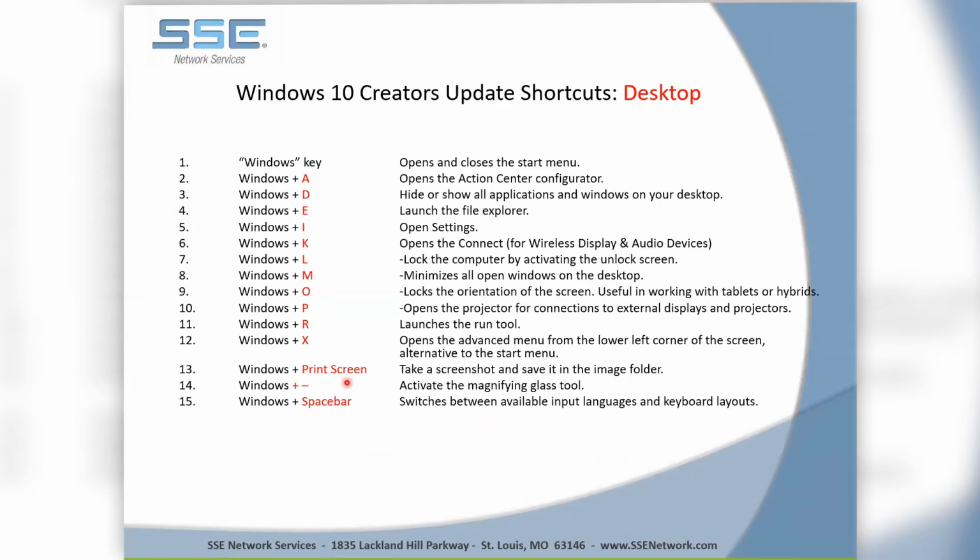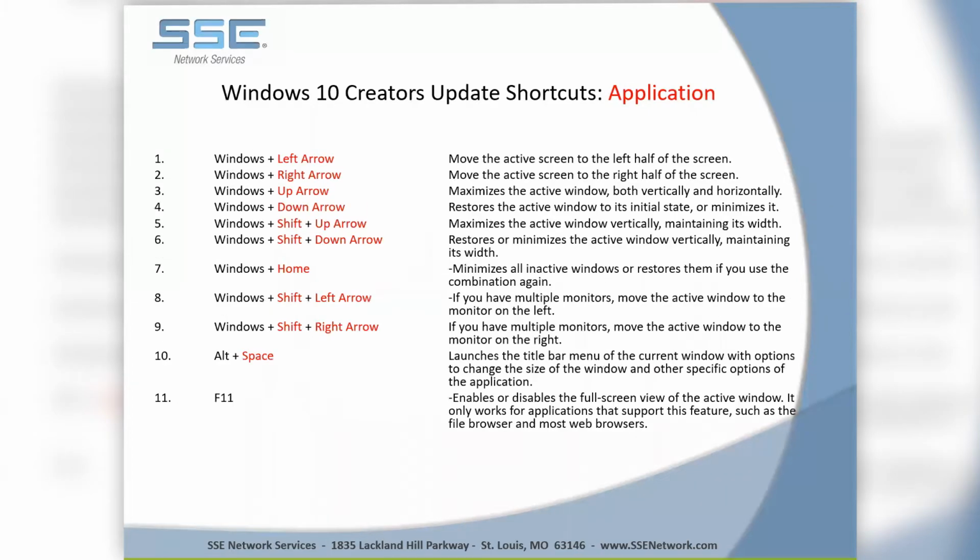Another one, Windows Print Screen. If you're just looking to take a quick screenshot, holding down the Windows key and hitting the print screen button will take a screenshot and save it to your image folder. I use this quite a bit to take a lot of the snapshots that are put into this particular presentation. And if you have screens that are too large or too small, just remember you can always hit the Windows button and the plus or minus to magnify or reduce. And then, of course, Windows and spacebar to switch across available languages and inputs. So again, a lot of key options there.